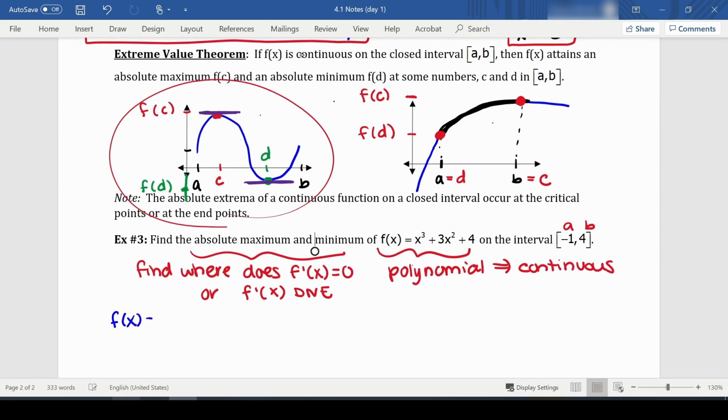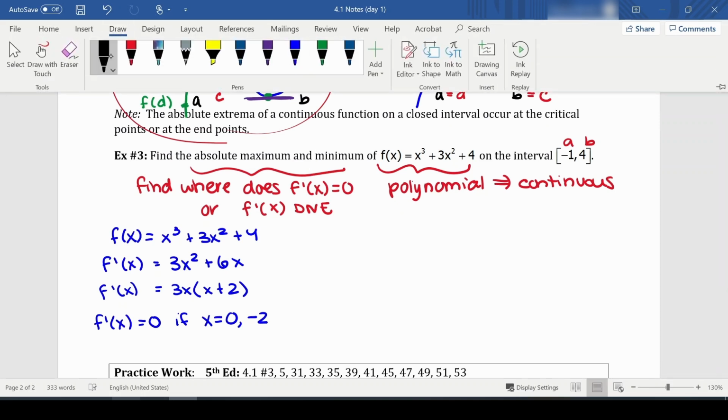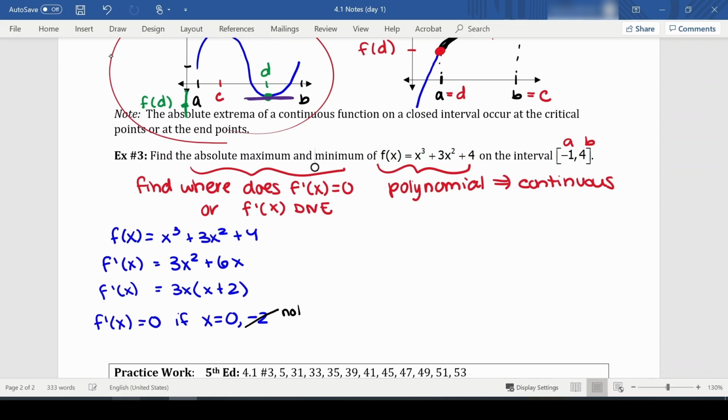So if f of x is equal to x cubed plus 3x squared plus 4, f prime of x would be 3x squared plus 6x, or 3x times x plus 2. This exists everywhere, but it equals 0 if x equals 0 or negative 2. Now, I'm not going to use the negative 2 because it's not in my interval. So I'm only going to use x equals 0.